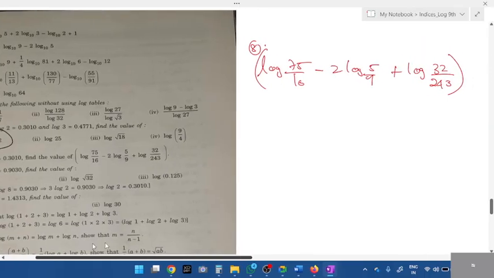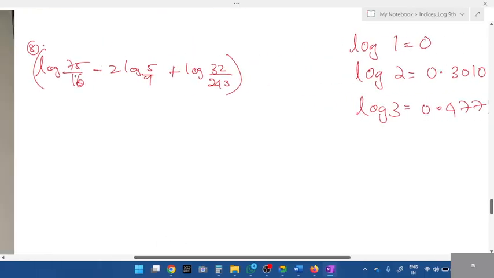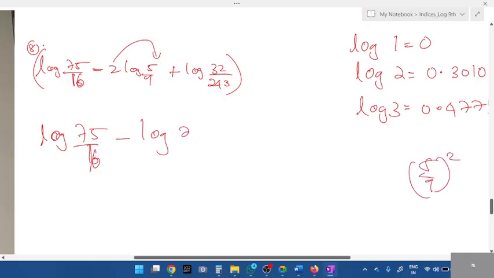Now our aim is to convert, what is the value? 75 divided by 16. Everything should have log, students. Everything should have log. Okay. Then you have to convert log 2 and log 3. Before that, let me keep log 75 by 16 as it is. What happens to 2? If you shift it to the power, what do you get? Log of 5 by 9 the whole square, 25 by 81, plus log 32 by 243. Is this clear? Did you understand?